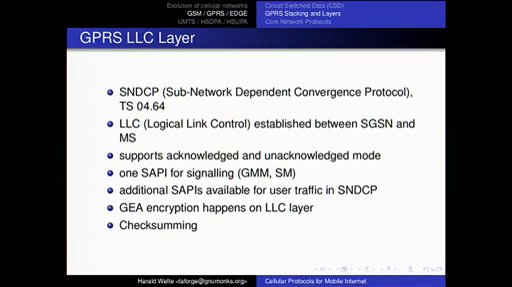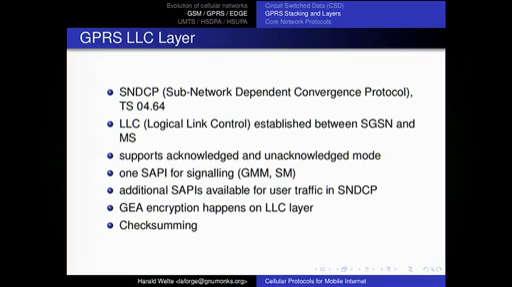Okay, now on top of that, we have my favorite, as I said, SNDCP. Well, SNDCP is, too many typos in here. LLC is between SNDCP and the lower layers. Let's talk about LLC first. It supports acknowledged and unacknowledged mode, but normally for IP communication, it's mostly used in unacknowledged mode.